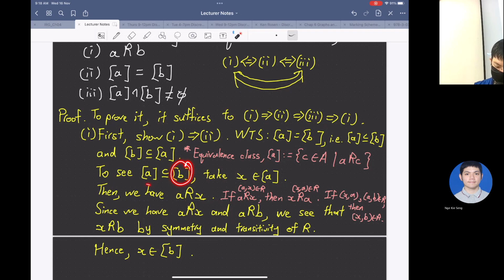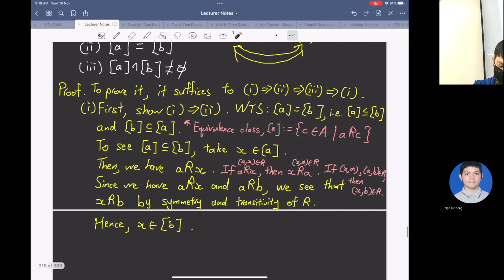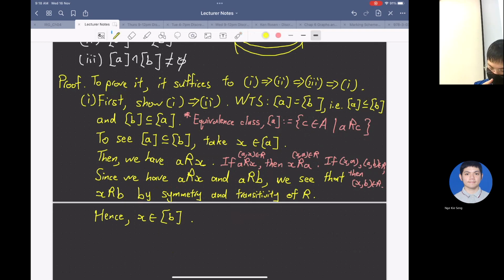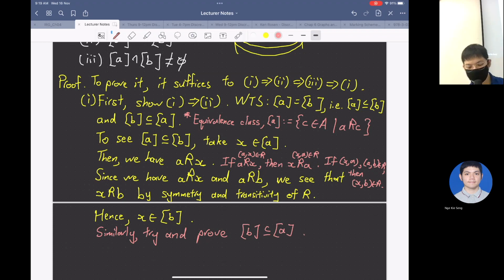So we've shown this set inclusion here. You can try similarly to prove B is a subset of A, going through a similar argument here.